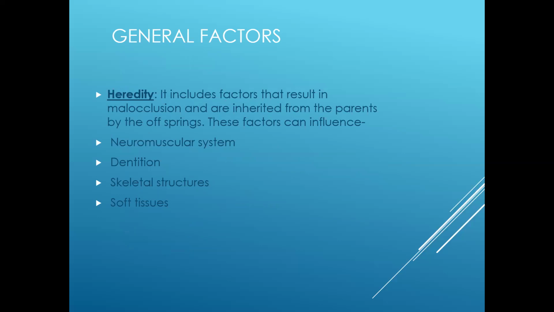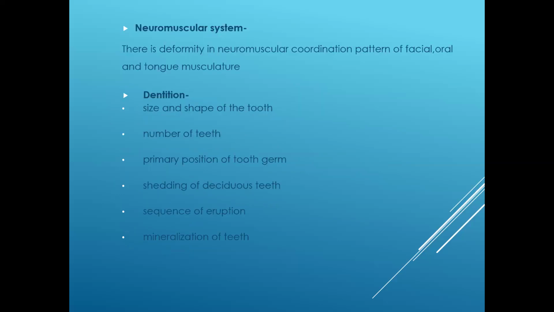First one is hereditary. It includes factors that result in malocclusion and are inherited from the parents by the offspring. These factors can influence the neuromuscular system of the baby, dentition, skeletal structures, and soft tissues. Neuromuscular system: if there is a deformity in the neuromuscular coordination pattern of facial, oral, and tongue musculature, it will result in malocclusion. And in dentition, heredity will be shown as anomalies in size and shape of teeth, number of teeth, primary position of tooth germ, shedding of deciduous teeth, sequence of eruption, mineralization of teeth.